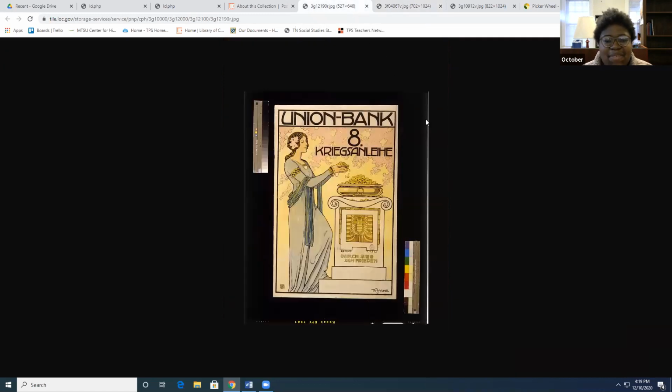And then this other poster that I found is from Austria. It does have a translation. This says the 8th War Loan. And on the little, what is that? Like a pedestal there where she's donating her money to, it says peace through victory. So you can see this one's kind of targeted towards middle class, upper class women. And I thought it was really interesting.